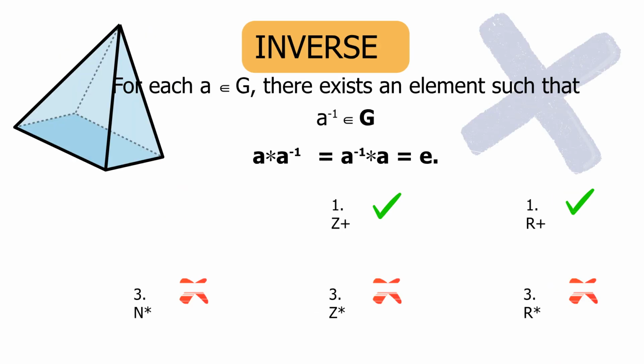The inverse property ensures that for each element A in G, there exists an element A inverse such that A asterisk A inverse equals A inverse asterisk A equals E, the identity element.